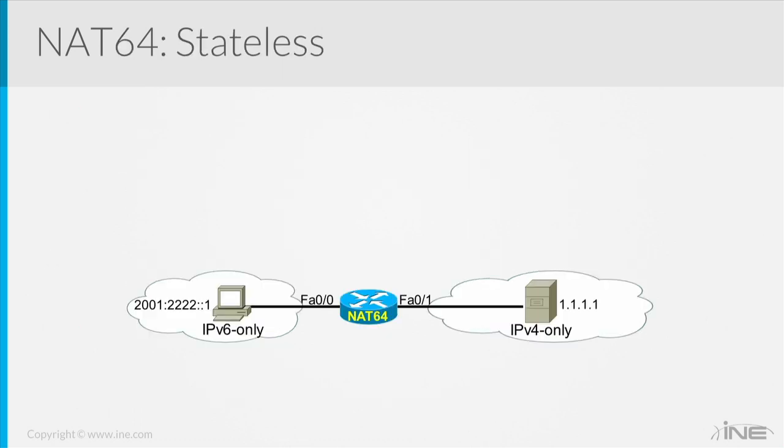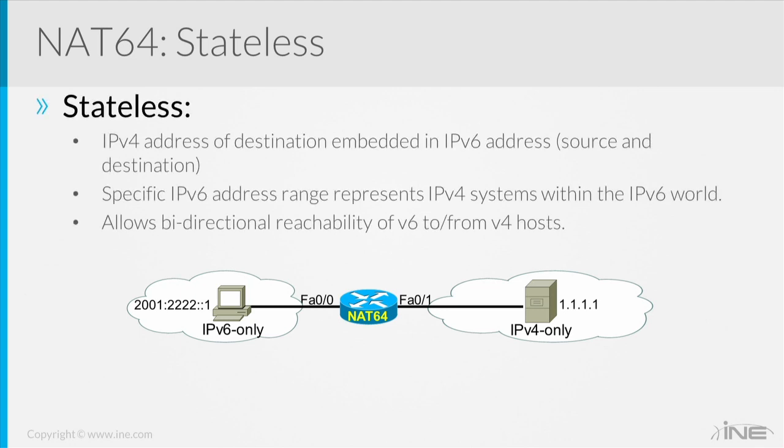All right, let's talk about stateless NAT64. This is kind of cool here. This is where we use those special embedded IPv4 addresses. Now the key thing here in Stateless NAT64 is that the host that's going to have this embedded IPv4 to IPv6 address is going to have a static address.